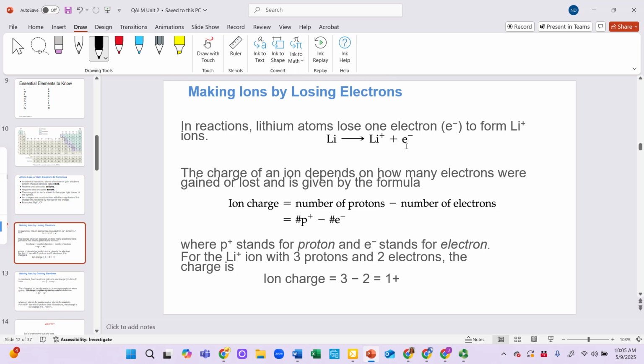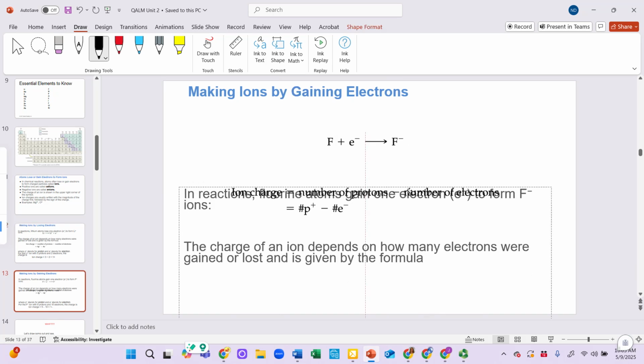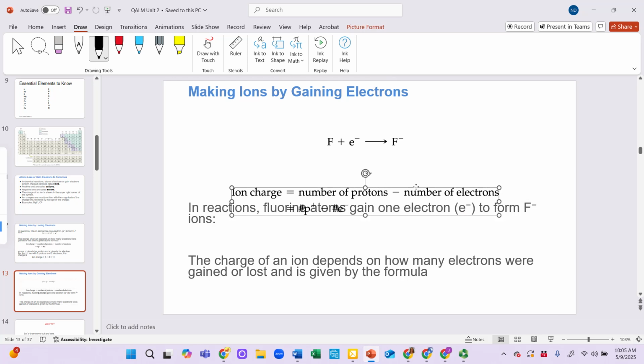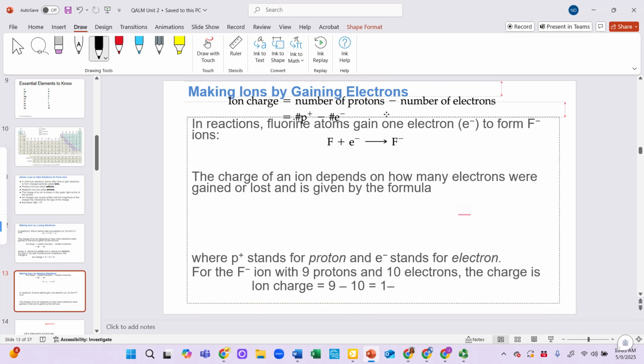The charge of an ion depends on how many electrons were gained or lost and is given by the formula listed below, where P plus stands for protons and E minus stands for electrons. These can actually be calculated. One more time, we have to shift this around a little bit, just like how it transported in.